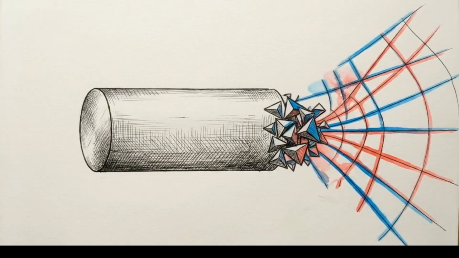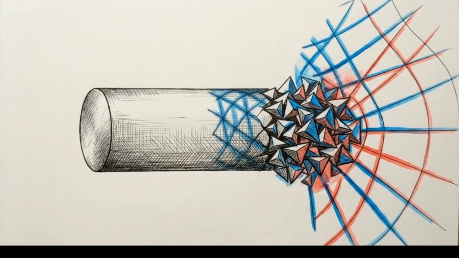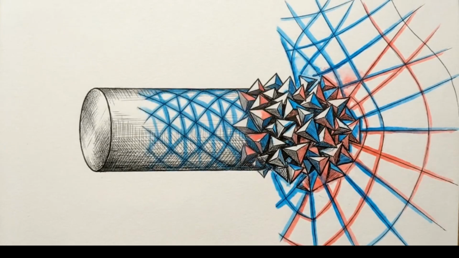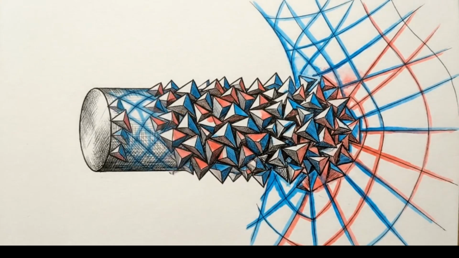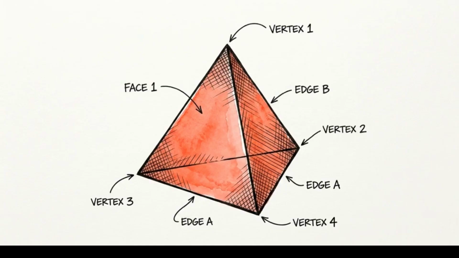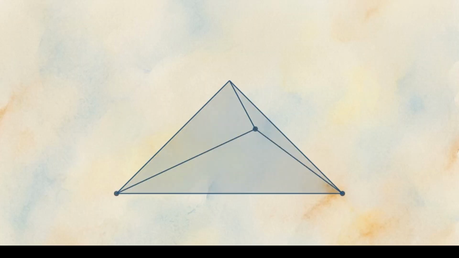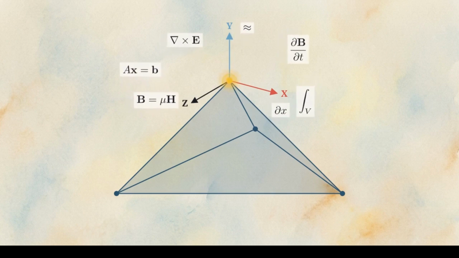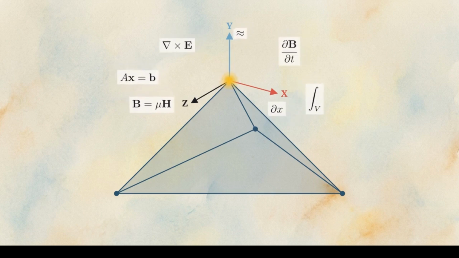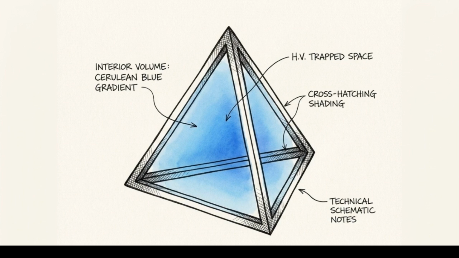The software breaks that smooth CAD model into thousands, sometimes millions, of tiny, simple geometric shapes. In three-dimensional space, the primary building block of this new geometry is the tetrahedron, a simple 4-sided pyramid. The sharp corners of these tetrahedrons are called nodes. These nodes are critical because the computer will only calculate the physics equations at these specific, isolated points in space. The volumetric space trapped inside the tetrahedron itself is called the element.